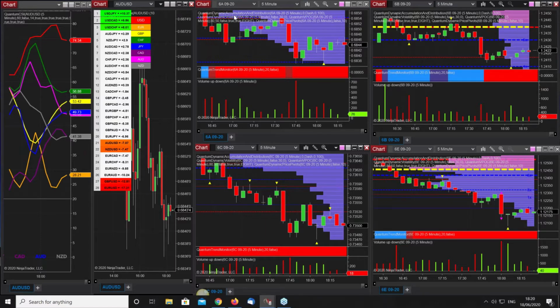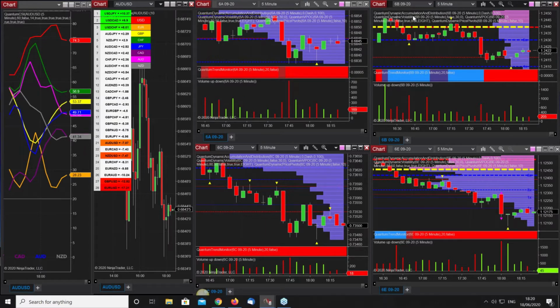This is the Aussie dollar. 6B is the pound cable. This is the 6C, which looks a little bit odd because this is the Canadian dollar, but it's actually presented as, it's not the dollar CAD, it's the CAD dollar, because everything in a futures contract is presented with the dollar as the countercurrency. So if you're seeing Canadian dollar selling, then this chart is going to go down, not up. So if you're trading currency futures, please be aware of it.